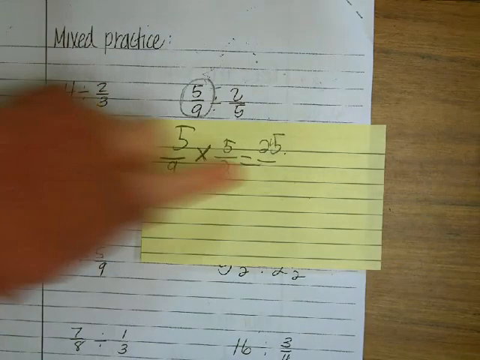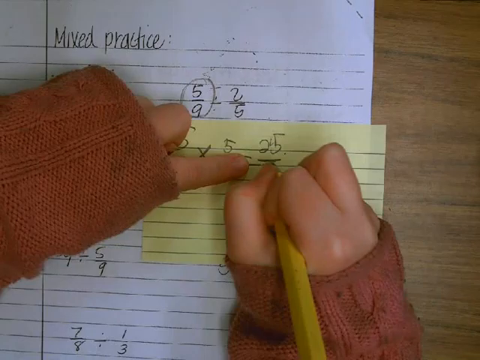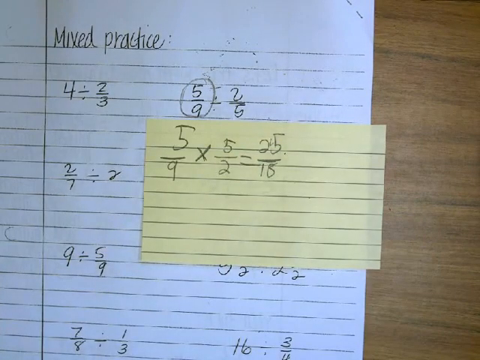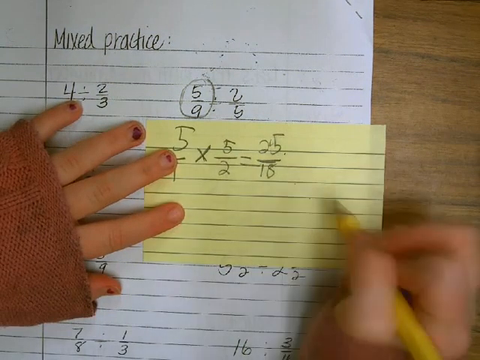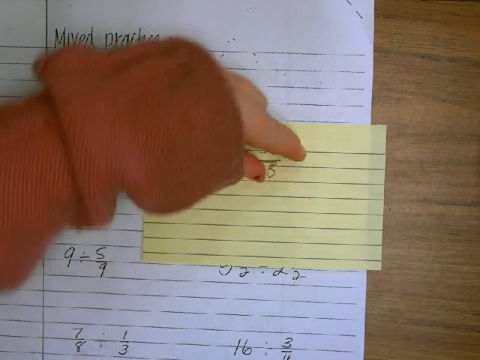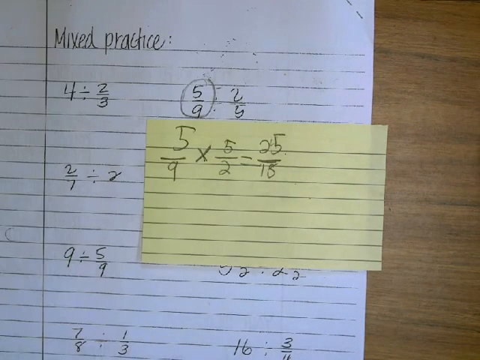Are we done? It's an improper fraction, so we're not done. So, we have to flip it on its side and divide. I like that. Flip it on its side and divide.